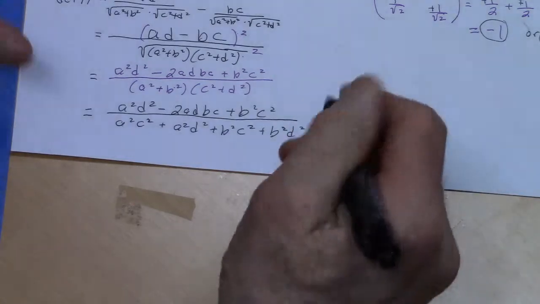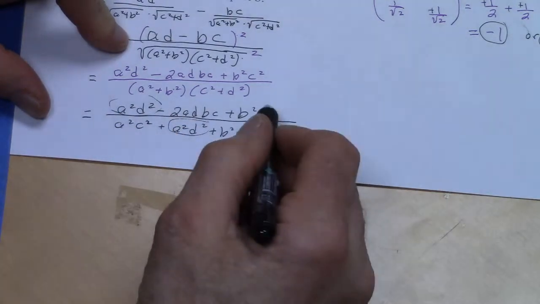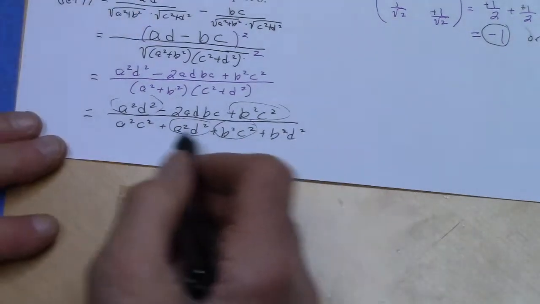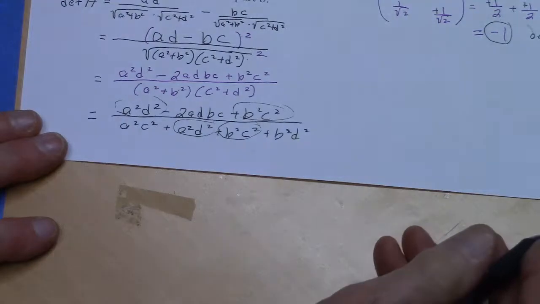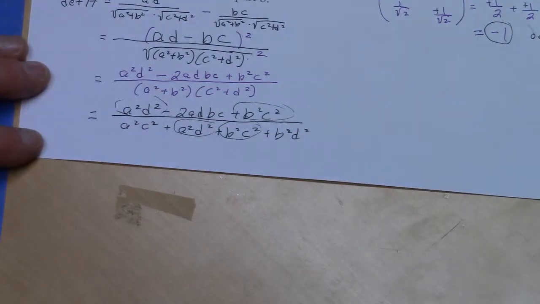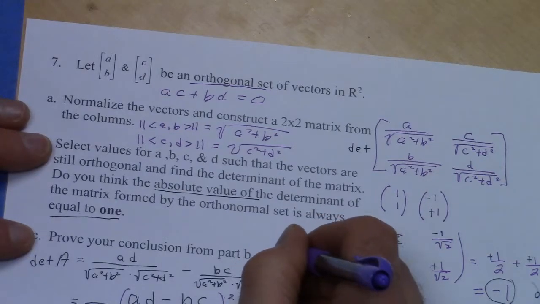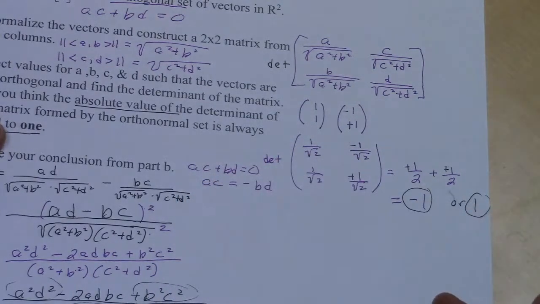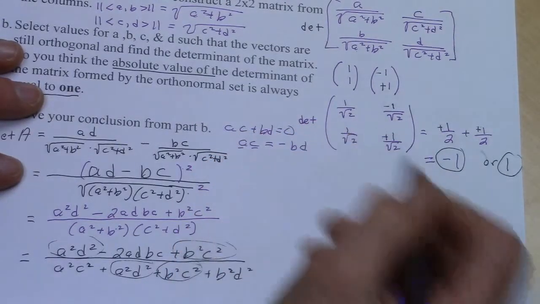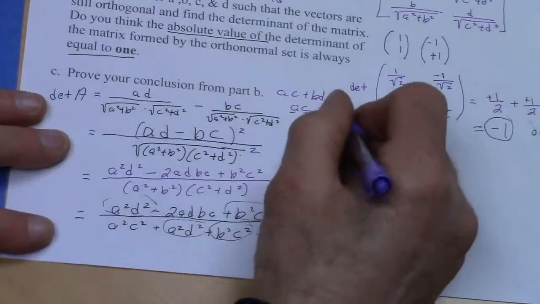Now, these look like they have some similarities. We have a squared d squared and a squared d squared, so those two terms are similar, and these two terms are similar. But what we want to show is that these are all the same. So a squared c squared plus b squared d squared would have to be equal to negative 2ADBC to show that this was equal to 1. What we do know, since the columns are orthogonal, which is given, is that AC plus BD equals 0, so AC is equal to the opposite of BD. Wherever you have A times C, you can replace it with the opposite of B times D. And you can see right here we have an A and a C, so the AC can be replaced with a negative BD.